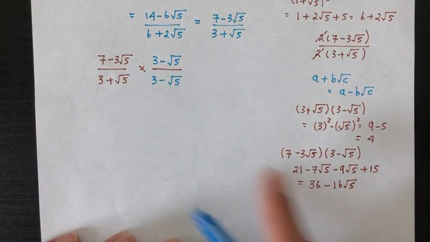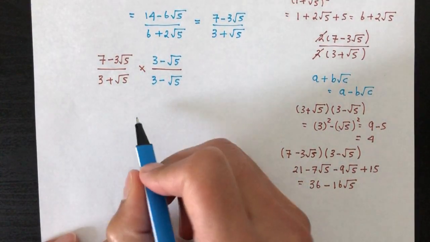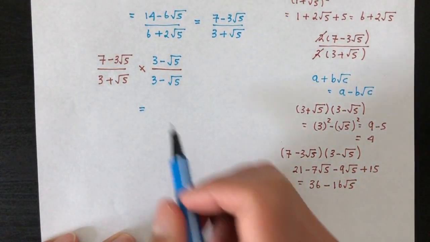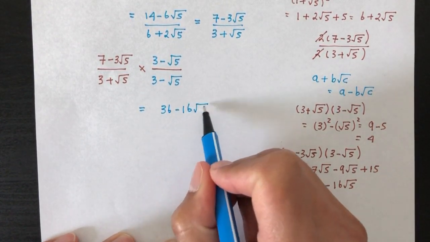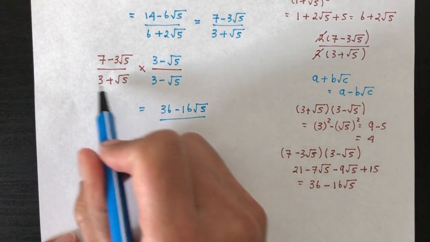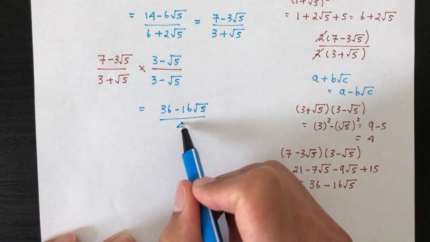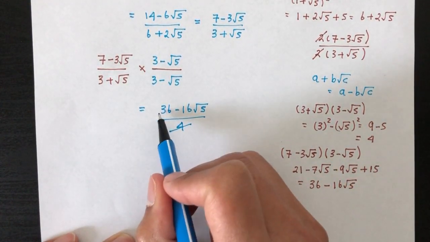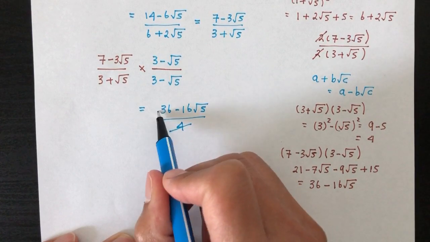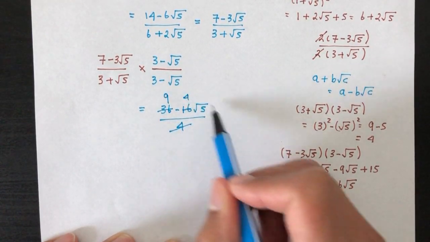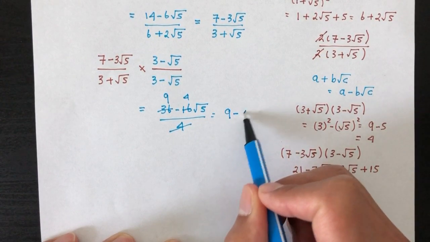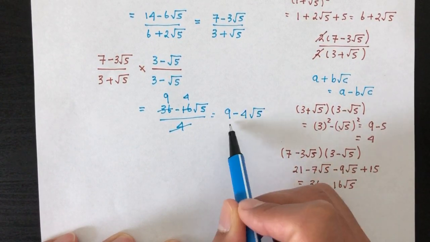So replace back in your main fraction. The top will be this one, which is 36 minus 16 root 5, and the base, you have seen, becomes 4. So divide by 4, you will have, this will become 9, that will be 4. So your answer is 9 minus 4 root 5.